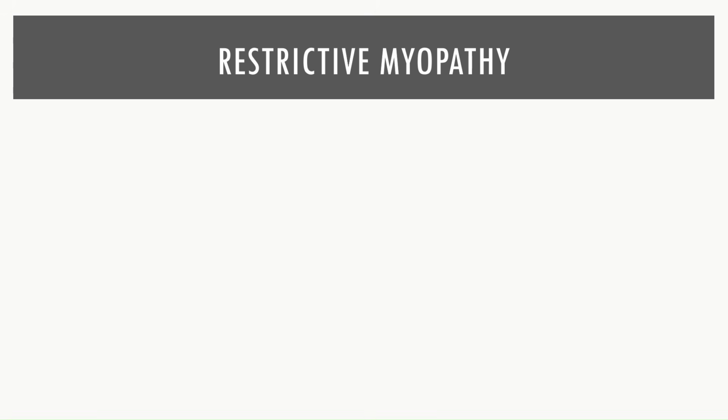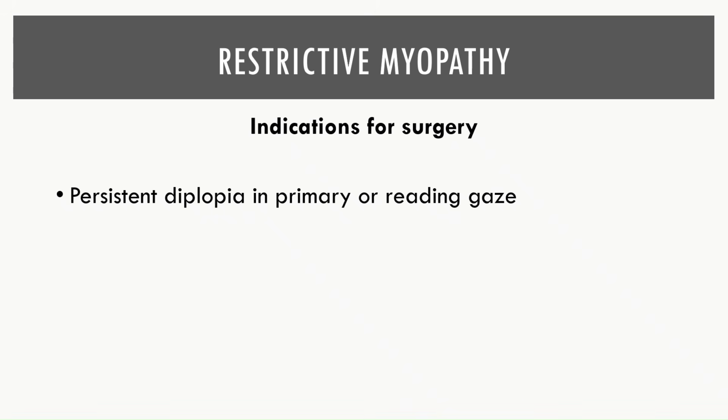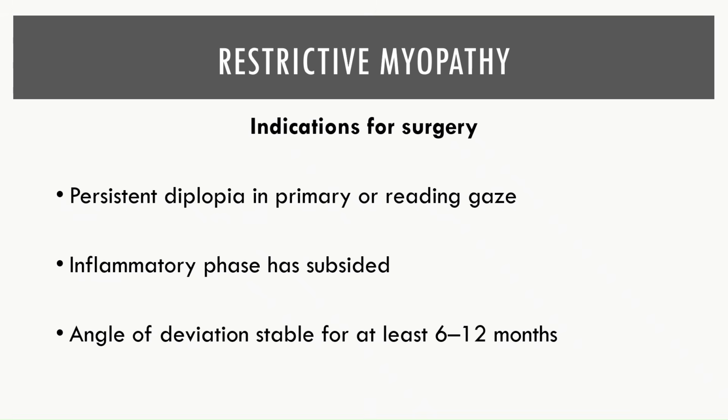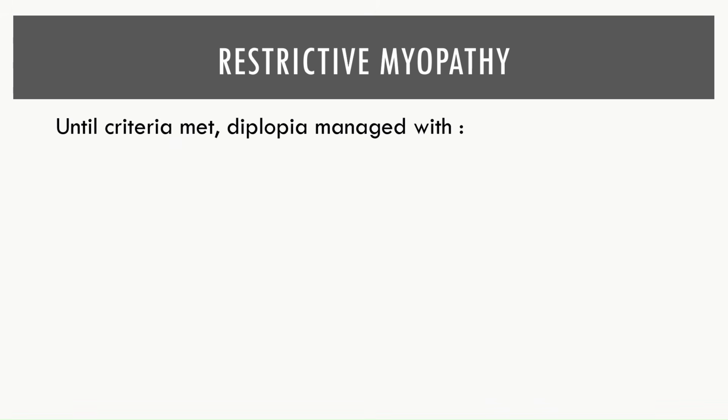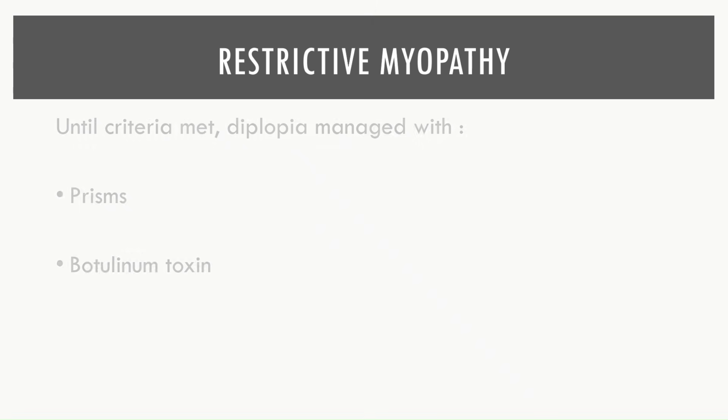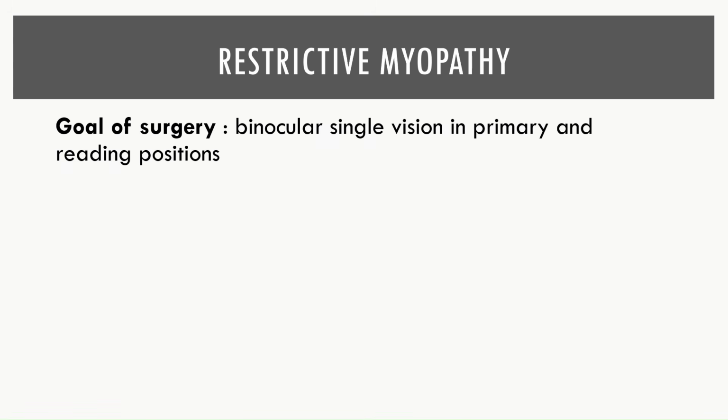Restrictive myopathy. The indications for surgery are persistent diplopia in primary and reading gaze, the inflammatory phase has subsided, and the angle of deviation is stable for at least 6 to 12 months. Until these criteria are met, diplopia is managed with prisms or botulinum toxin. The goal of surgery is to achieve binocular single vision in the primary and reading positions.